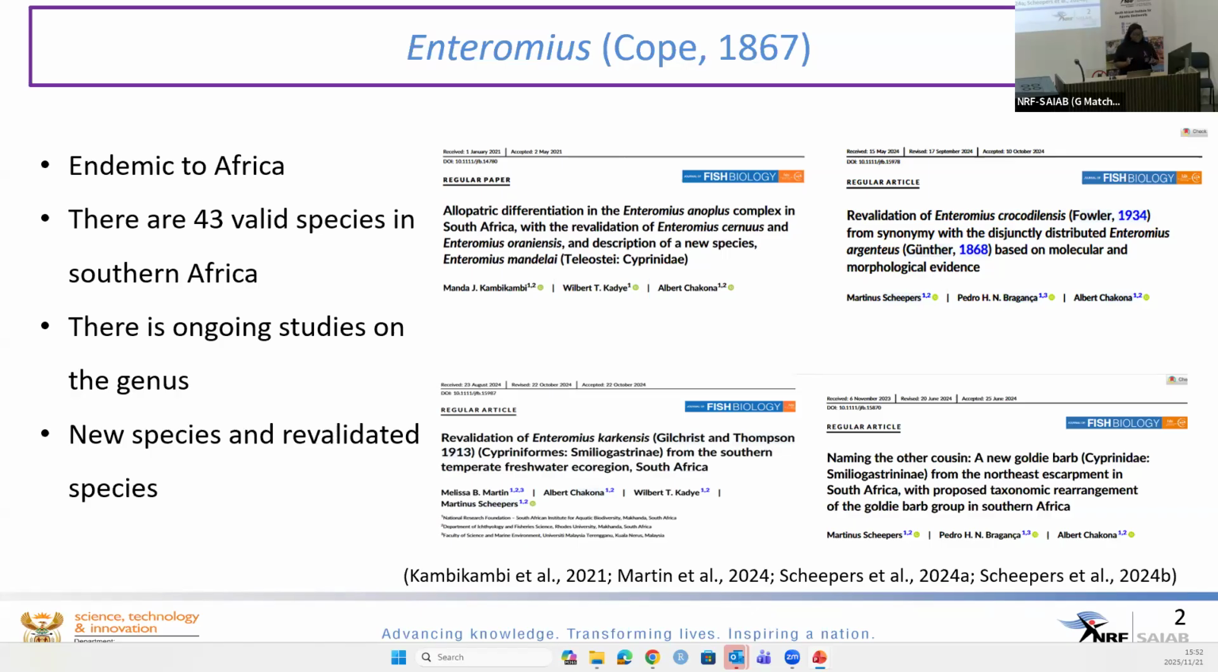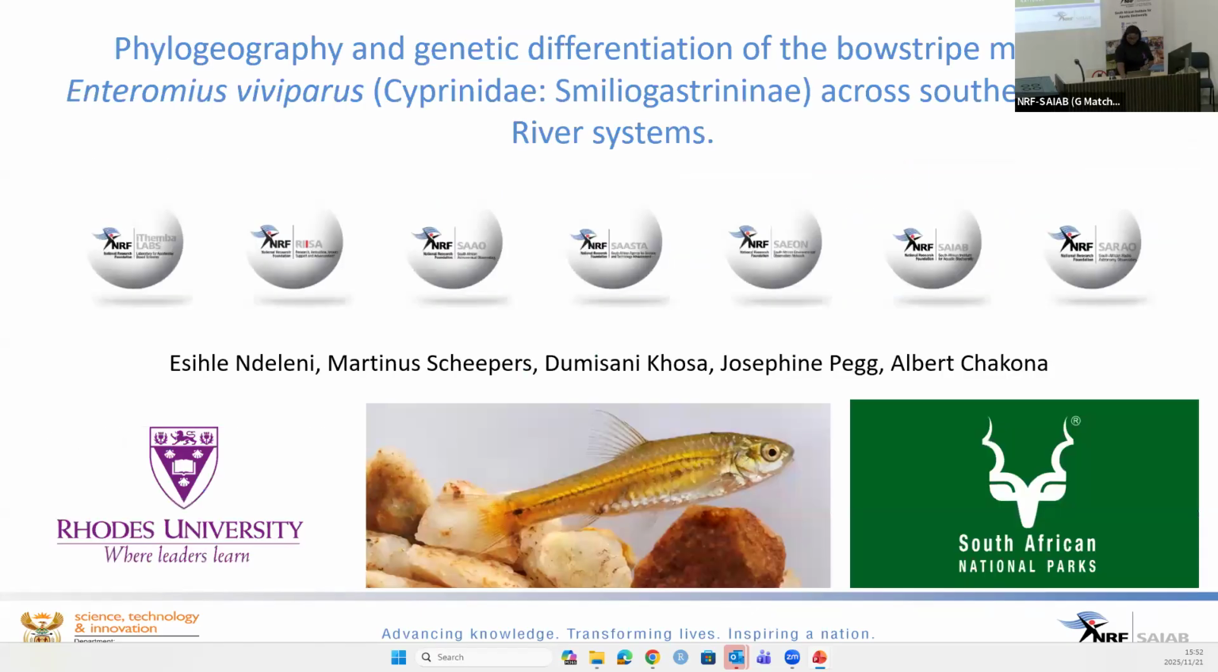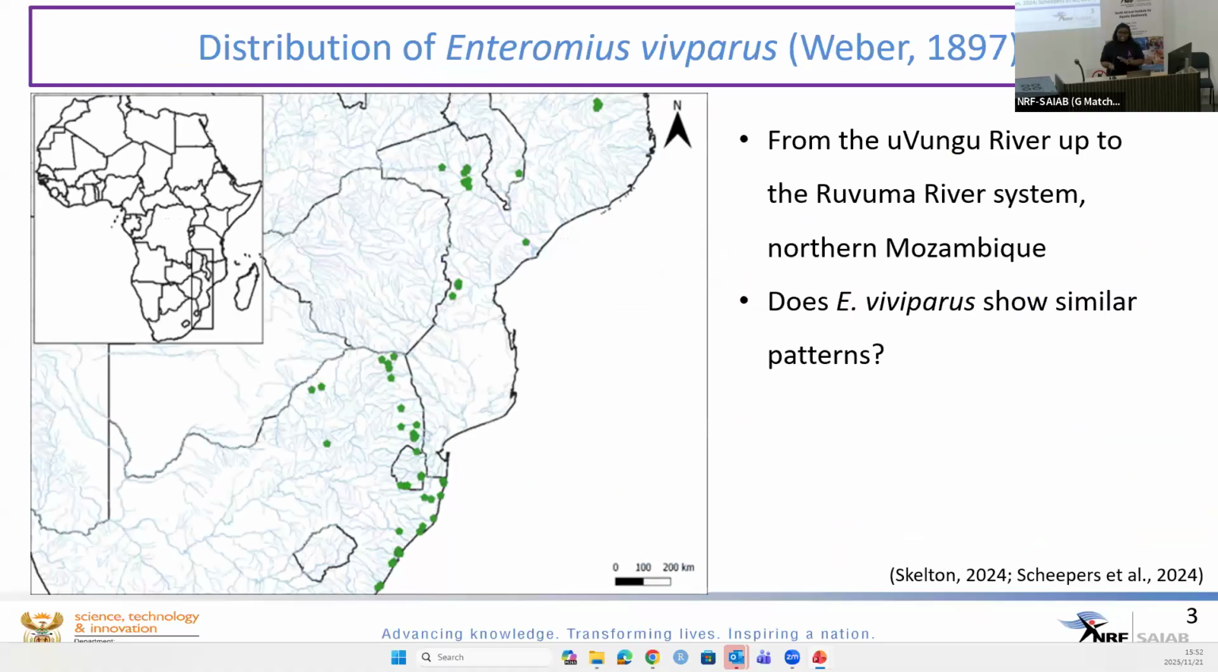For example, the Enteromius viviparus has a wide distribution from the Ruvuma River system in northern Mozambique down to the Umvoti River system in KZN, South Africa. With species with such a wide distribution, previous studies show that they tend to harbor high diversity. So the question is, is it a similar pattern with Enteromius viviparus as well?